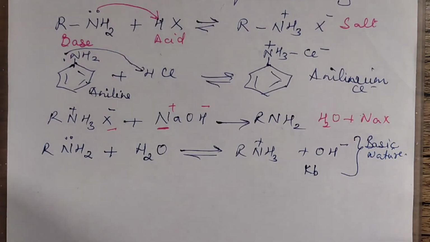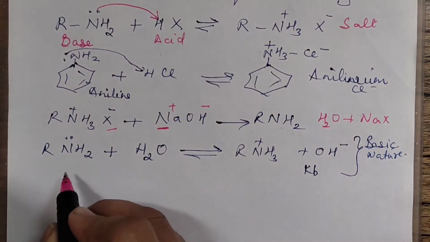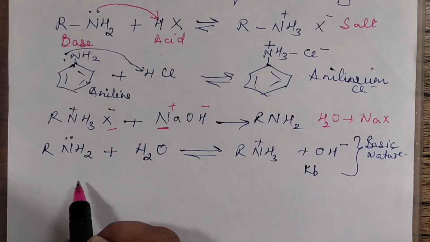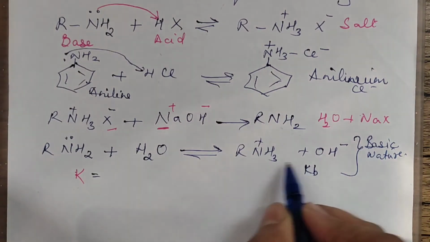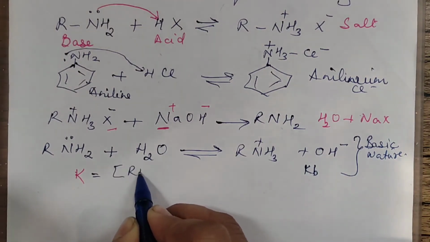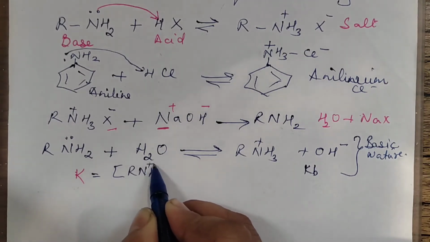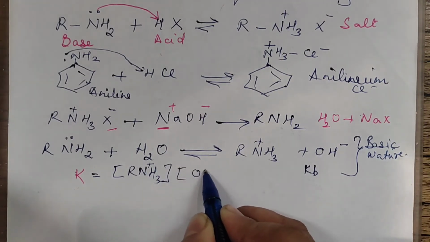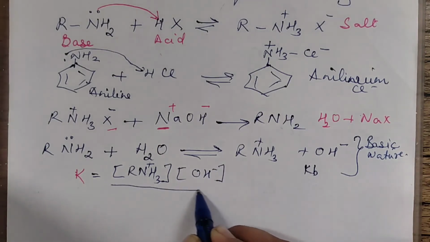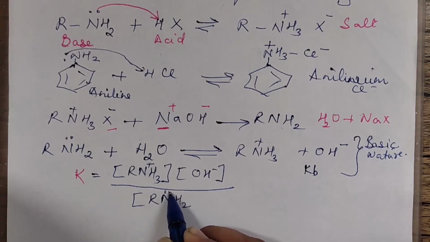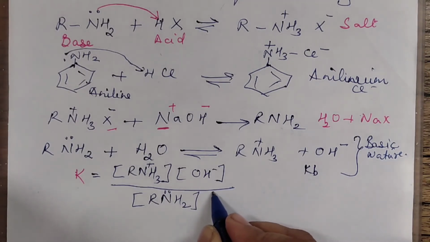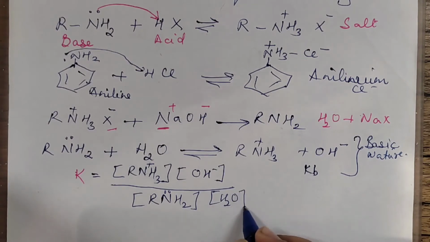A reversible reaction, what we can do is we will apply the law of mass action, what we have studied in class 11. So we will write here constant K. What will K be equal to? The concentration of these products, that means RNH3 plus, and put it in the bracket, this is the OH minus concentration, divided by the concentration of RNH2. And water concentration you may write, but we can omit it also because it is taken as 1.